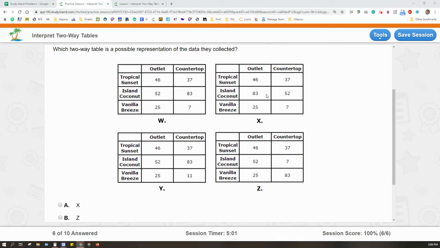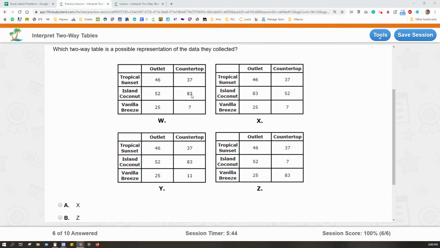Let's move on to table X. Island Coconut, 52. Well, that wouldn't be as popular as the outlet version of Island Coconut. So table X is not going to be an option for us. Table Y also has an 83 for the Island Coconut countertop, but that is, again, up to whether it adds up to 250 or not, as to whether W or Y is an option. They have different numbers, and it has to add up to 250. But it is possible because 83 is the largest number in the table, and 83 is the Island Coconut countertop intersection. Let's take a look at Z and see if it's also a possible option. No, only 7 for the countertop Island Coconut air freshener. So we're looking at W versus Y.